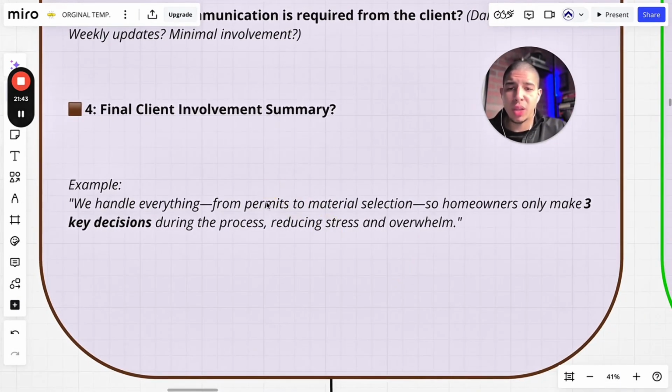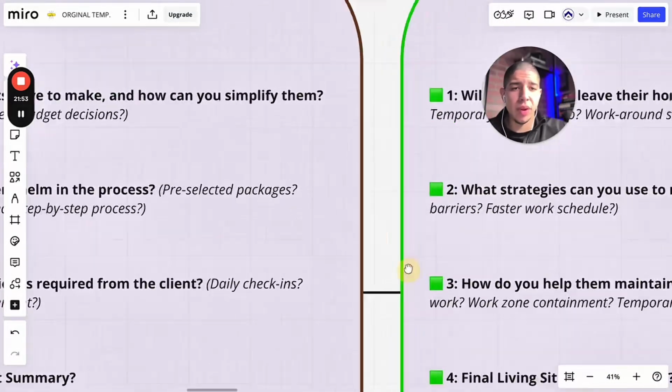Final summary, we handle everything from permits to material selection, so homeowners only make 3 key decisions during the process, reducing stress and overwhelm to build a custom feel, right?